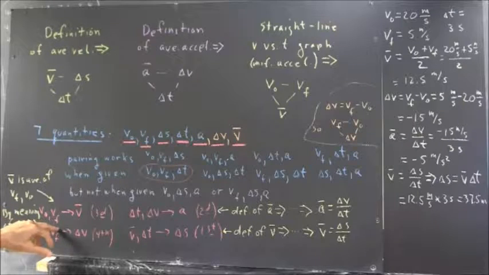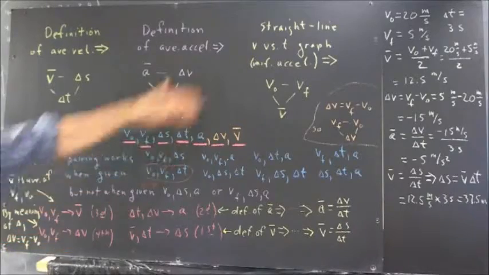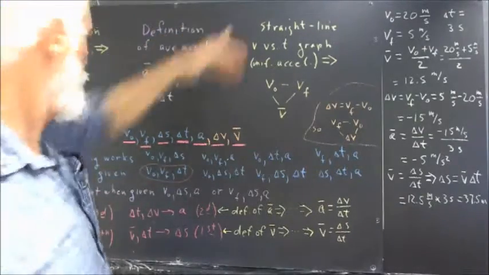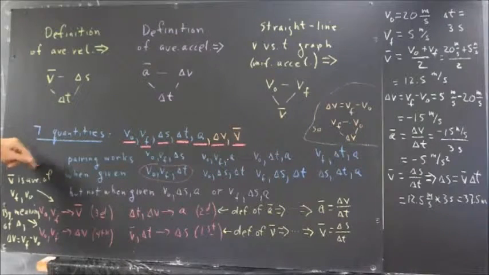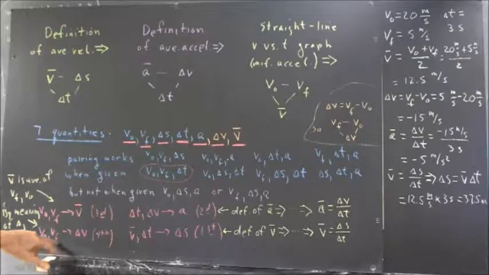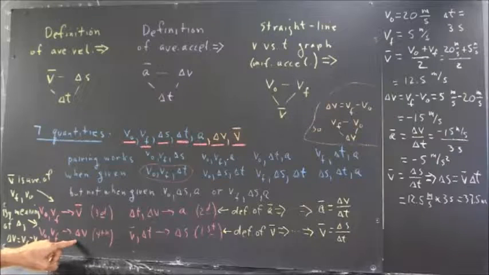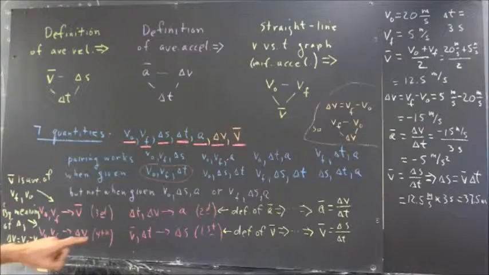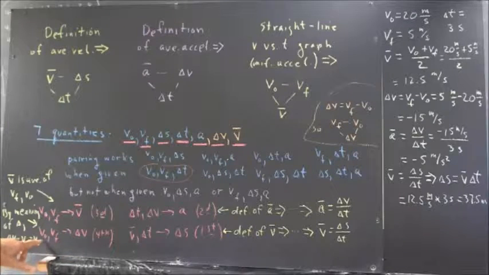Okay, how do V naught and VF give us V bar? Well, V naught and VF give us V bar by the straight line V versus T graph, which tells us that V bar is the average of VF and V naught. That's the importance of the straight line graph. Okay, how do V naught and VF give us delta V? That one should be really obvious. Delta means change in velocity. How would you get the change in velocity if you know the initial and the final velocity? You would subtract the initial from the final. So that's just by definition what delta means.